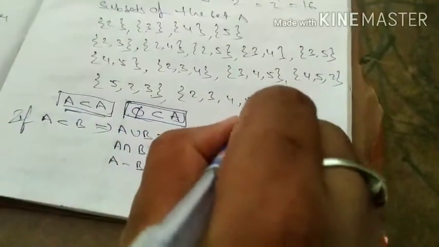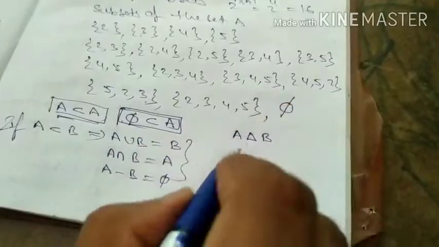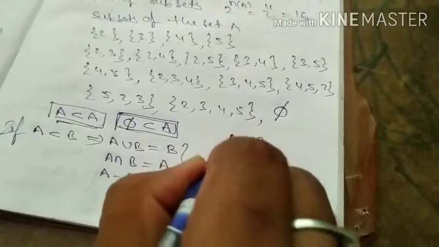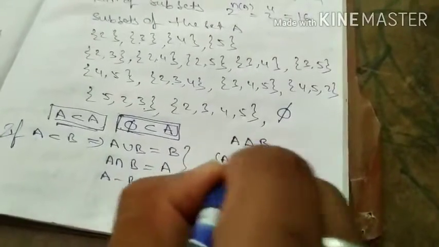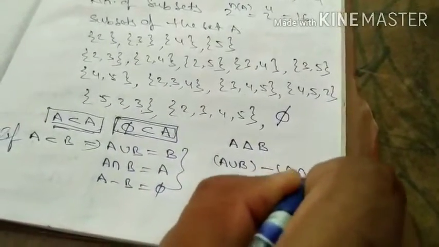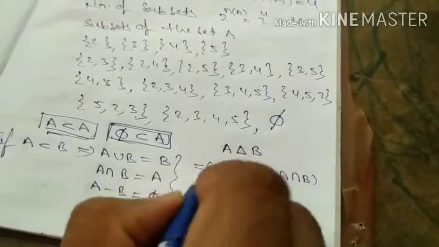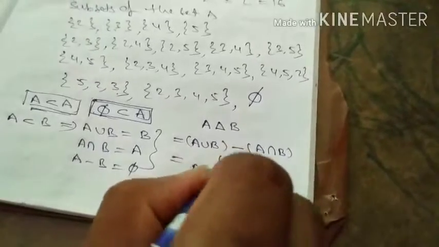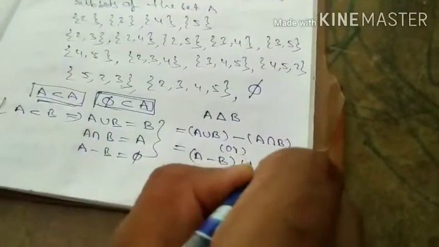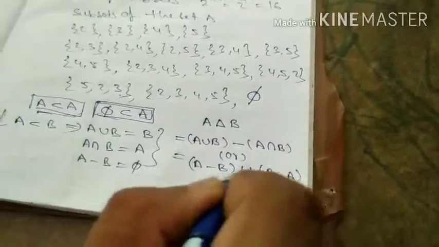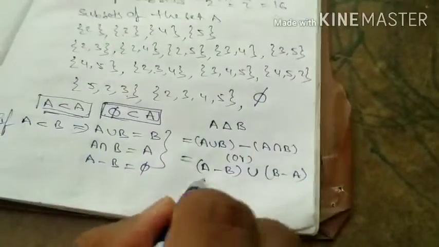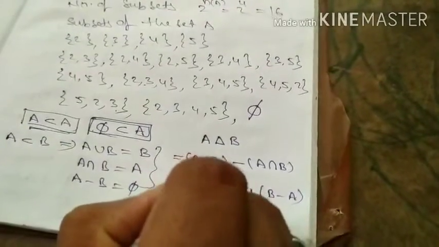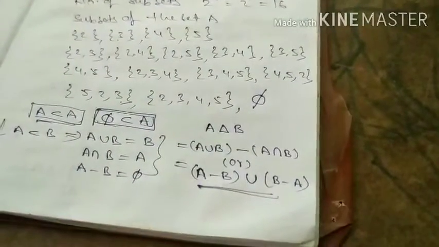Next, A delta B. This is the symmetric difference. For A delta B, two formulas are there. First, A union B minus A intersection B. A delta B is equal to that. Next, another one: A minus B union B minus A. This is the symmetric difference. A delta B formula: A minus B union B minus A.